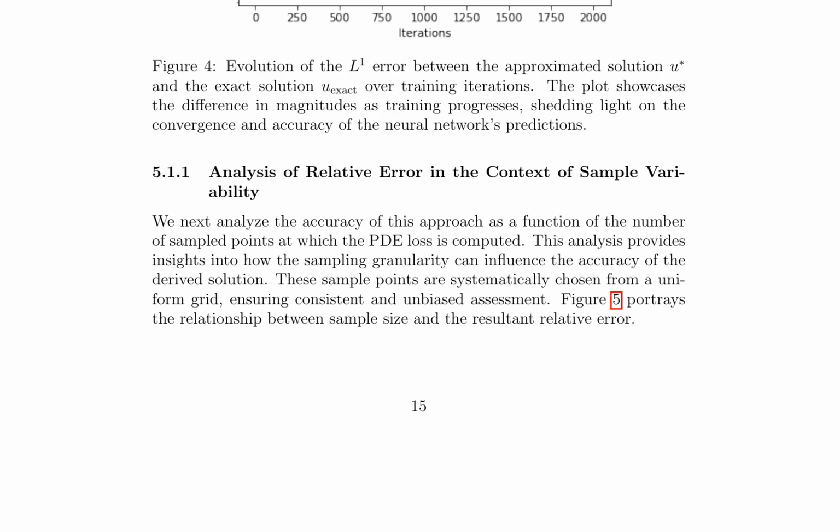A systematic analysis of sample size and resultant relative error, presented in Figure 5, provides insights into how the sampling granularity can influence the accuracy of the derived solution. The sample points are chosen from a uniform grid to ensure a consistent and unbiased assessment. The study highlights the importance of sampling strategy in neural network-based PDE solvers, emphasizing the need for careful consideration of sampling granularity to achieve optimal results.